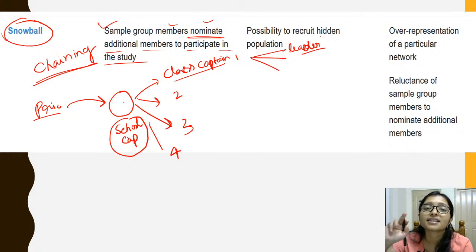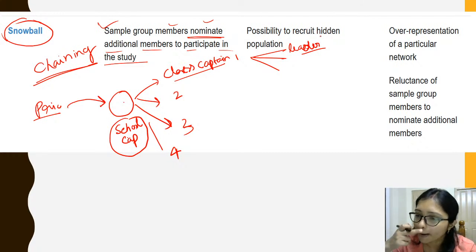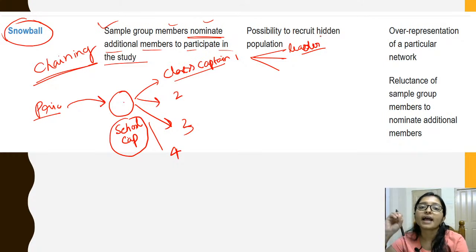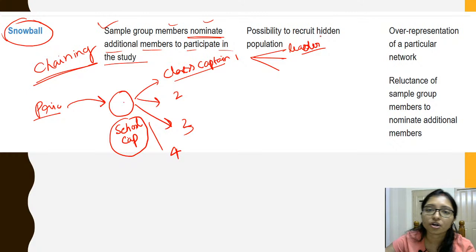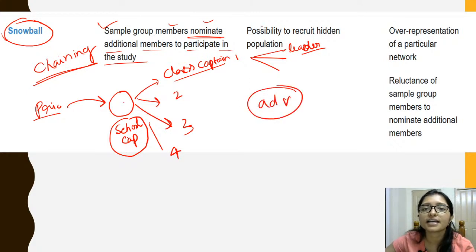Snowball is nothing but chaining. It is the chaining process. Clear? Yes, that is a network of networks. That is the chaining process, means someone will nominate some person and that person will nominate others. In that way it is going on. So what is the advantage? The advantage is the possibility to recruit a hidden population.